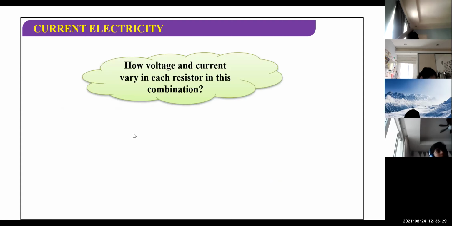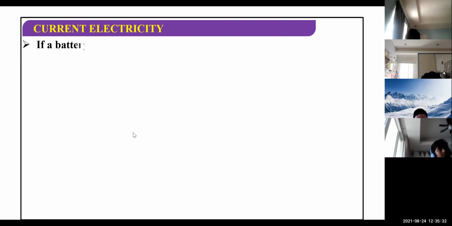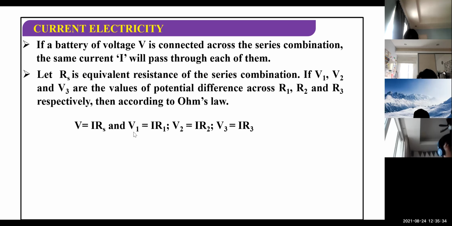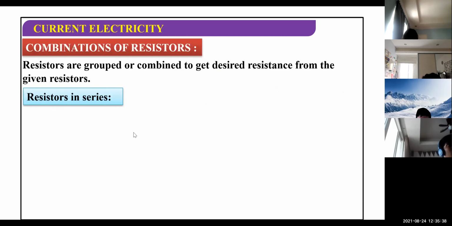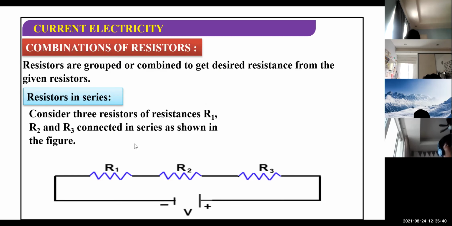Now the second point about the series combination. Again, I have to go to this diagram. After identifying that the same current will flow, there is another point. If I use a voltmeter, I need to connect it in parallel with the first resistor. This is a voltmeter; suppose its reading is V1.